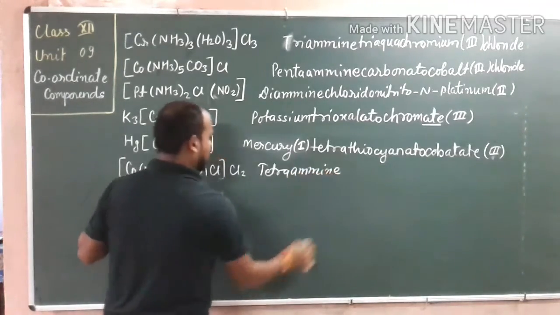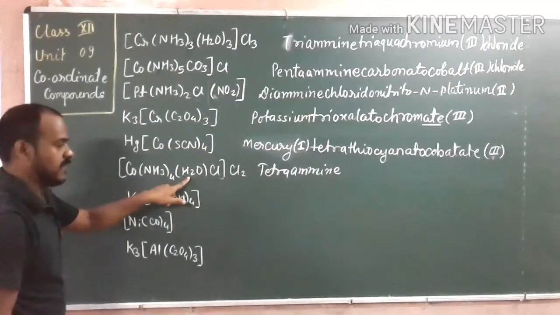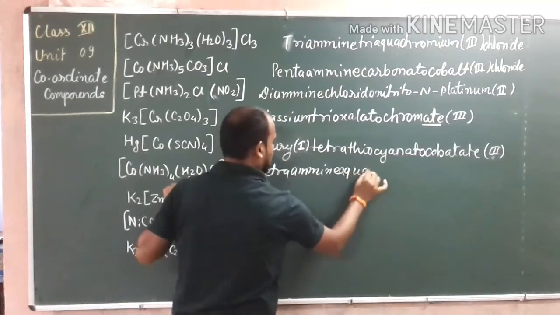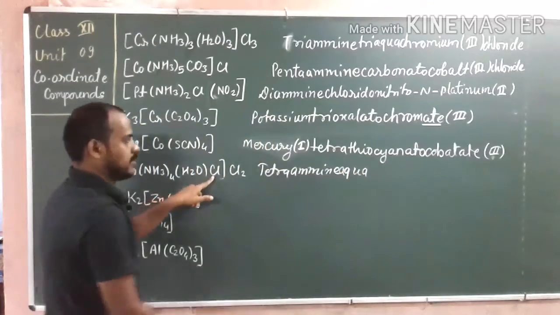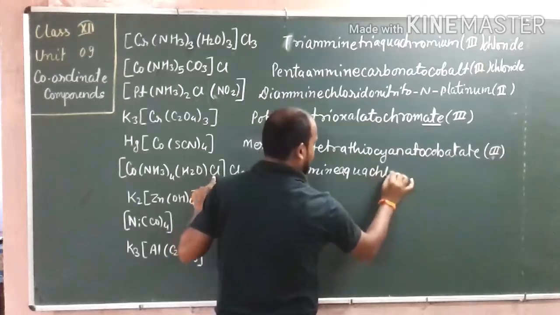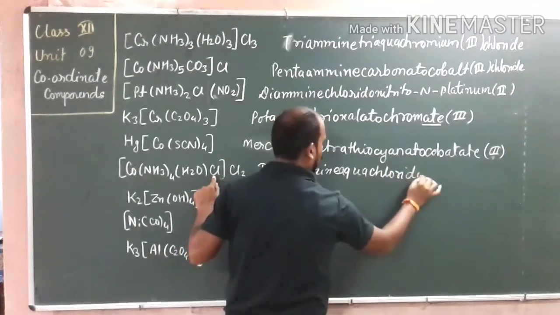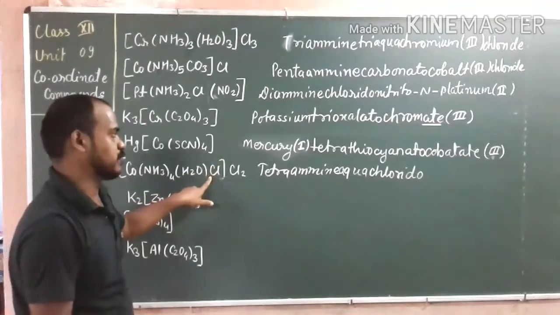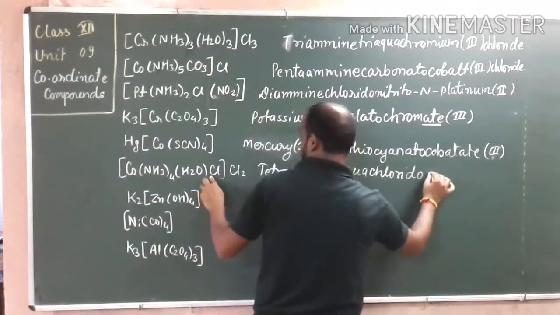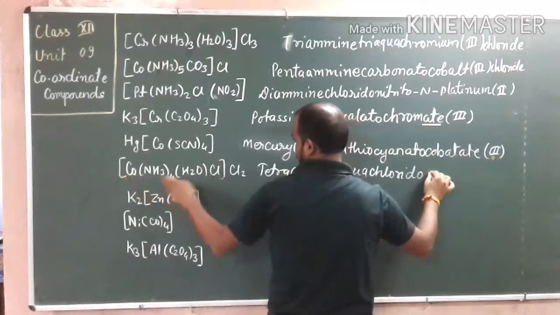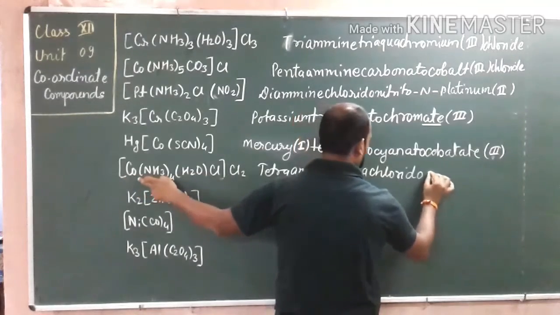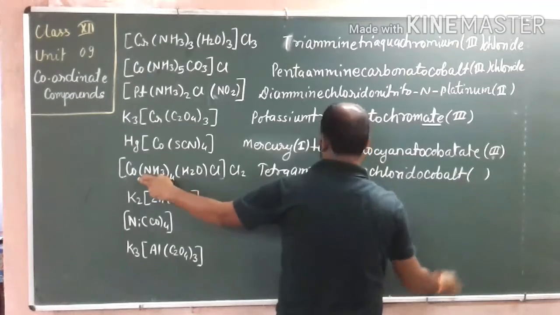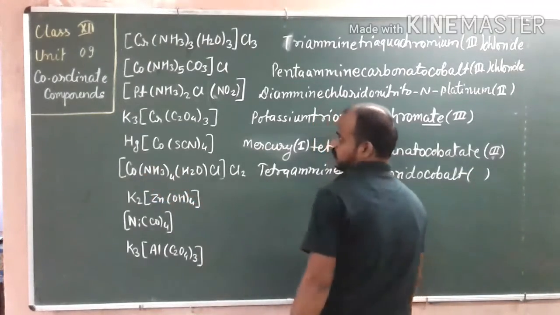It is tetraammine. After that only one H2O, so it is only aqua. Cl, the name of this Cl will now be chlorido, not chloride. It is now chlorido because it is inside this square bracket. After that the name of metal: since it is a cation, there will be no change, it will be cobalt. After that the oxidation number, so which will be the oxidation number?